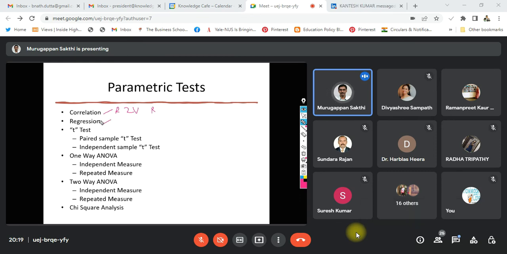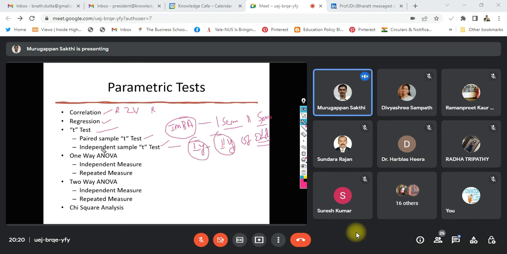Regression, all of you may be aware of it. T-test: paired sample t-test, independent sample t-test. Paired sample means, for example, first-year MBA students' first sem mark, second sem mark. Same set of students, first sem, second sem. What is an independent measure? First year students' performance versus second year students' performance of the odd semester. First year students are different, second year students are different. This is an independent measure.